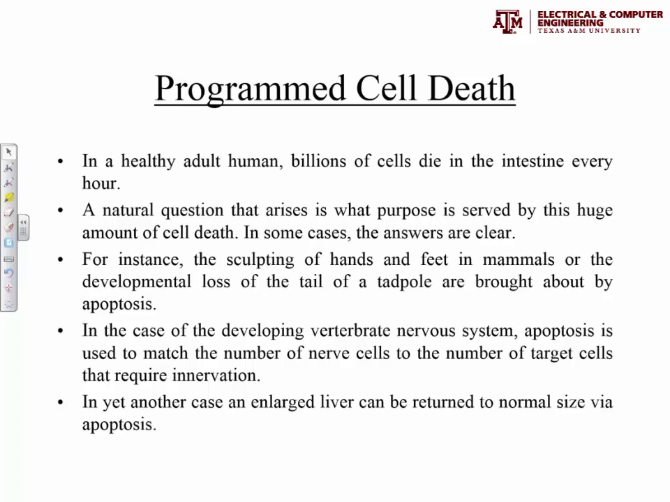Now, in the case of the developing vertebrate nervous system, apoptosis is used to match the number of nerve cells to the number of target cells that require innervation. That's what I was talking about. It's like a neural circuit, so extra cells need to be gone. In yet another case, an enlarged liver can be returned to normal size via apoptosis. I'm not sure about this, but when people have enlarged livers, they are given medication. Maybe those induce apoptosis in the liver. I haven't looked at the literature, because nobody goes and chops off a portion of the liver. So it's probably programmed cell death, or apoptosis, that does it.